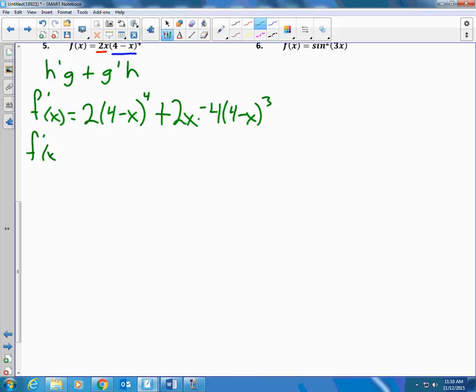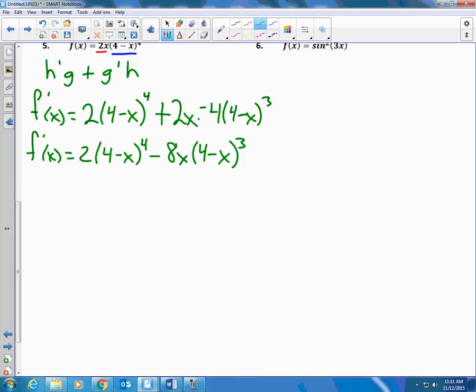So f prime of x is equal to 2 times 4 minus x to the 4th minus 8x times 4 minus x to the 3rd. You may want to leave it like that. However, you will not be allowed to. In this type of situation, you remember we asked before about when you simplify in the product rule and when don't you. This is one time where you're going to simplify. And every time I've seen this kind of problem in the AP exam, you simplify this expression.